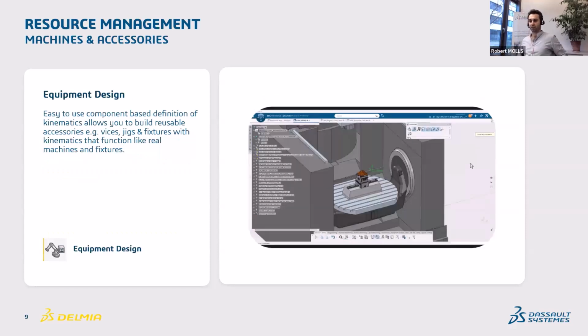The next topic that I mentioned was accessories, fixtures and machines. Within 3D Experience, we also have the capability to define kinematics for those so that they function like the real-world objects. This is why we also talk about digital twins.